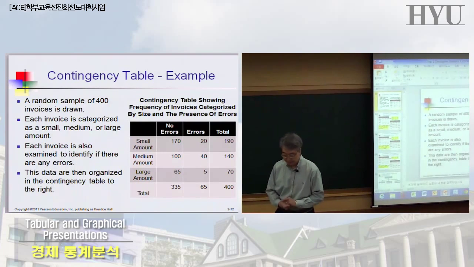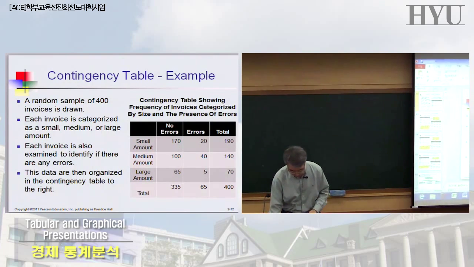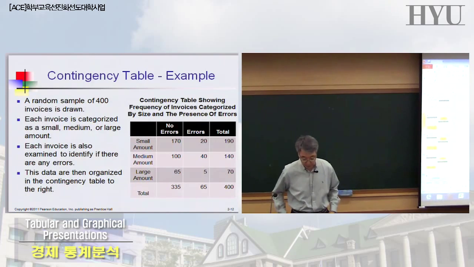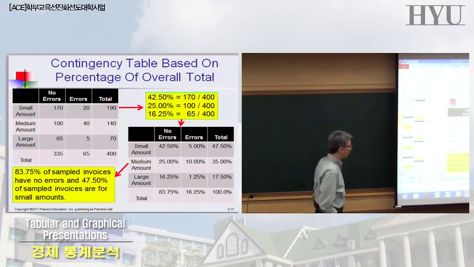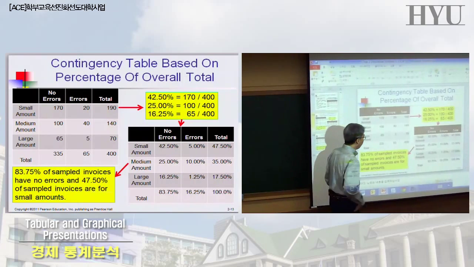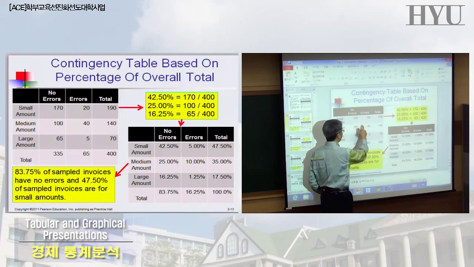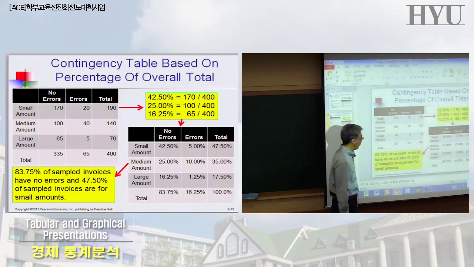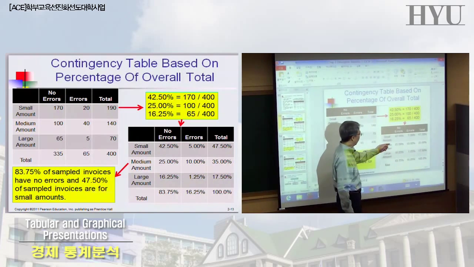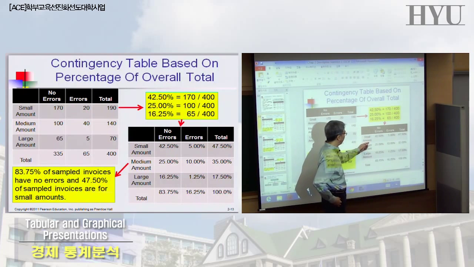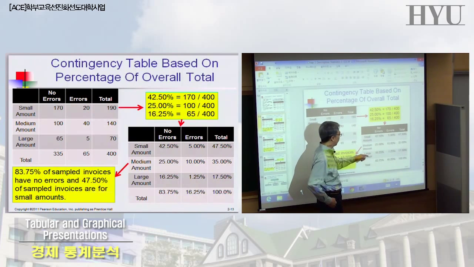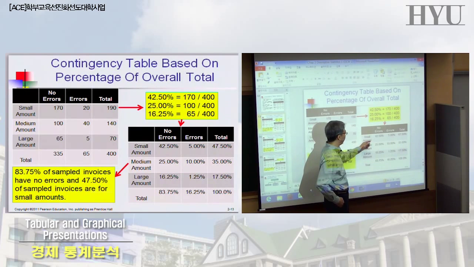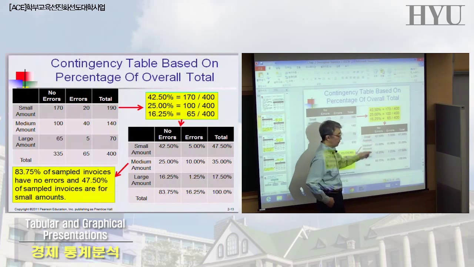Once you do that, these are raw numbers, raw counts of frequency. Then you can convert them into relative frequency. You can divide each cell number by the grand total, and you can see 42% of the total invoices belong to this category, the small amount of invoice without any error, okay?